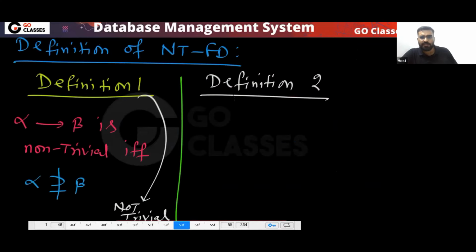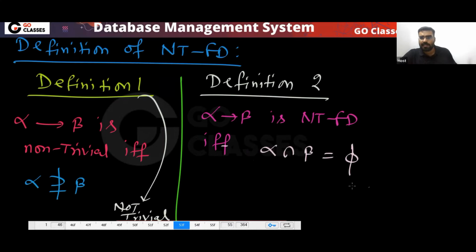So this is definition two. Definition two simply says that basically there is nothing common. Alpha implies beta is a non-trivial functional dependency if and only if alpha intersection beta is phi. Is this clear? They have nothing common. So alpha determines beta is non-trivial if they have nothing common.